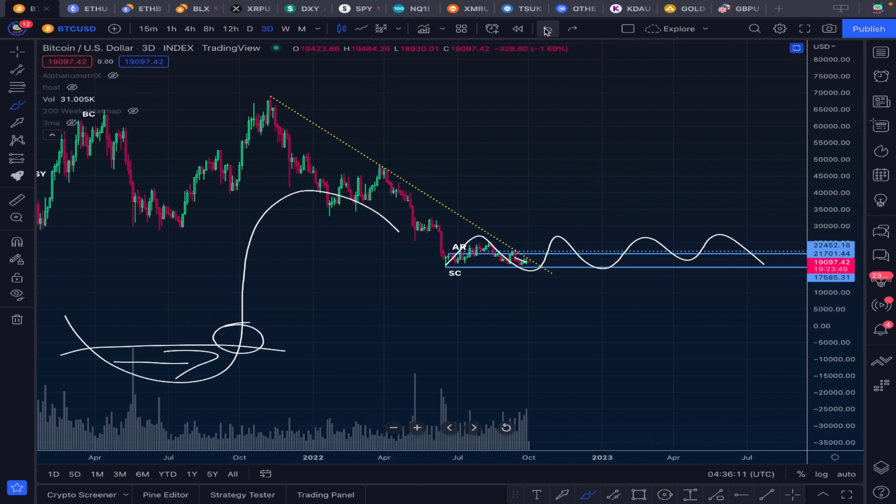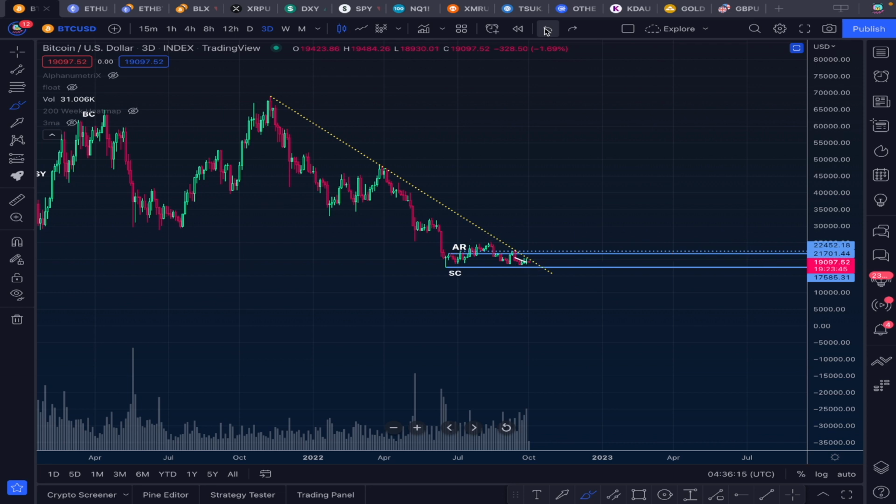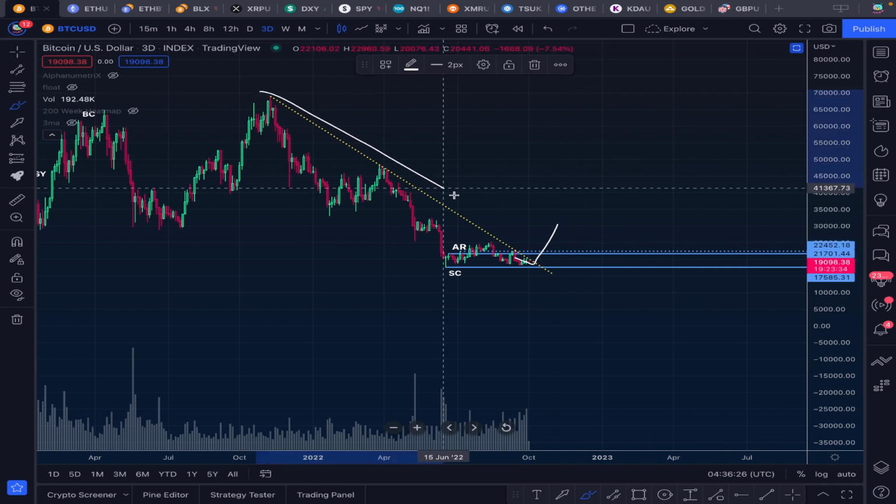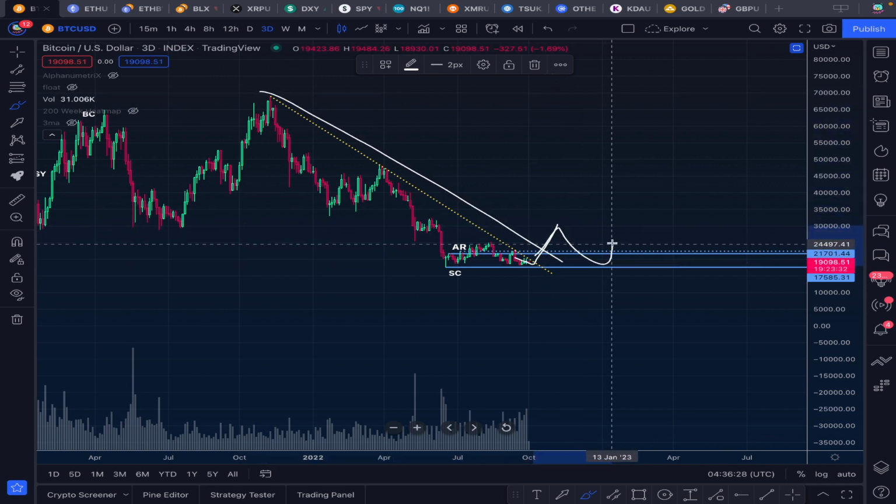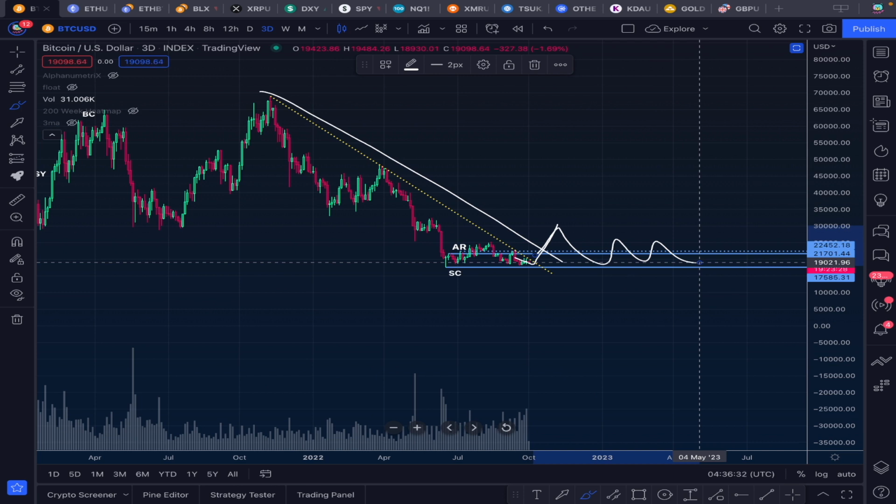So as it stands right now, as at the time of recording this video, we don't necessarily have an accumulation range that has formed. What we would be looking for is a break of this downtrend line and then further consolidation.